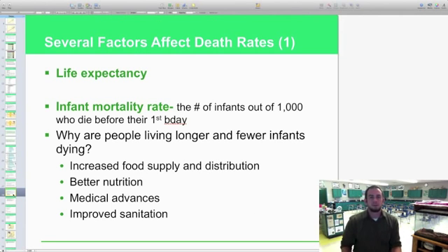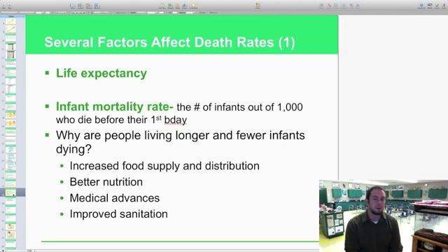All right. Several factors affect death rates as well. Life expectancy, we saw in that first stat, has grown by 30 years in the past 100 years, which is crazy. Infant mortality rate, just to define this, is the number of infants out of 1,000 who die before their first birthday. And the reason people are living longer and we have fewer infants dying is because we've had an increased food supply because of monoculturing and distribution, better nutrition, medical advances, and improved sanitation.